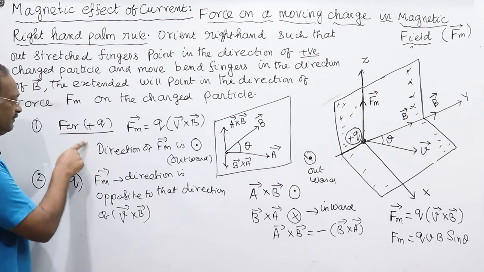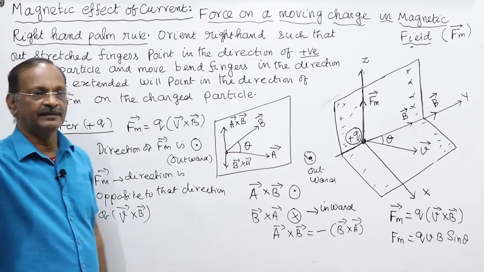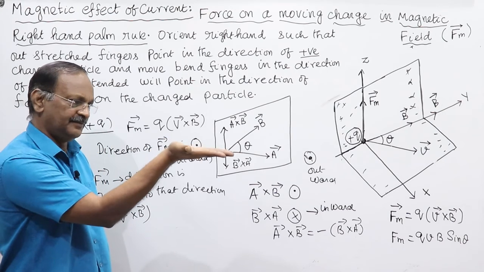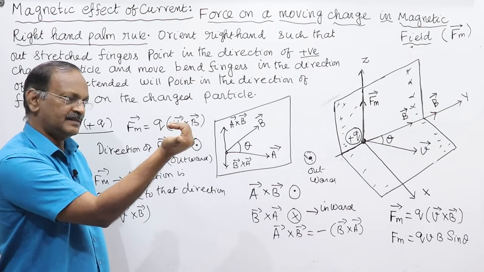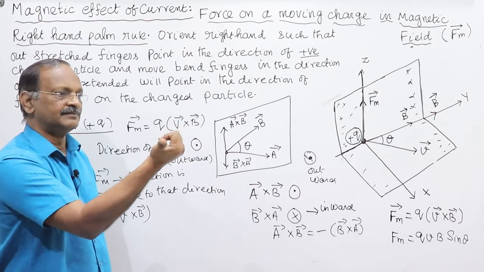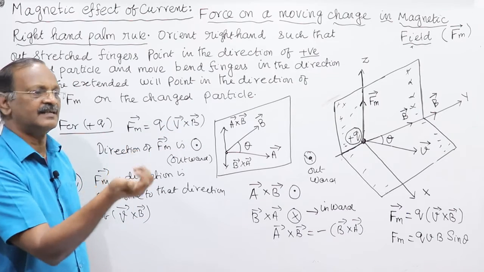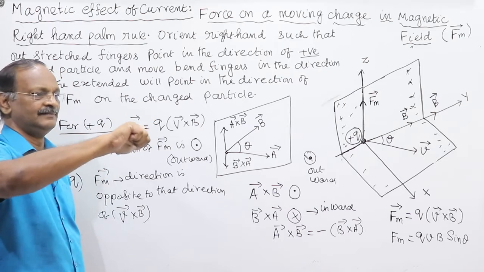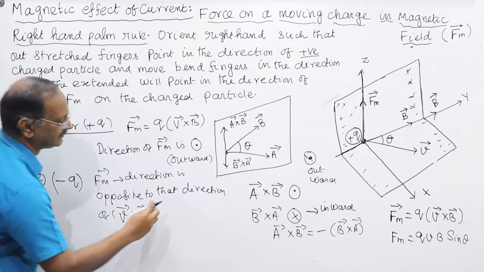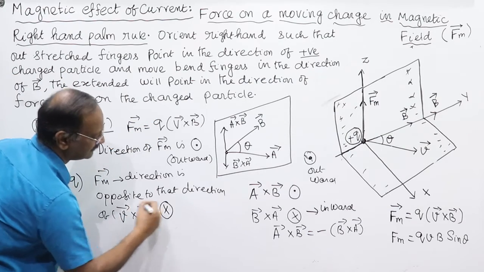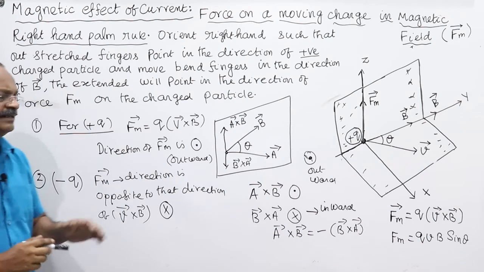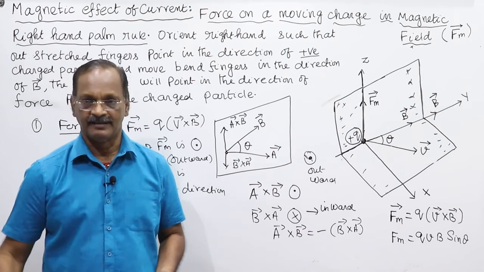if you are using it for a positive charge, we keep along the direction of V and move towards B. So in this direction. But if it is a negative charge, what we will do, instead of this direction, reverse the direction like this. So it is inward. That is, the direction is inward direction. That's all. We need not go for any complicated things.